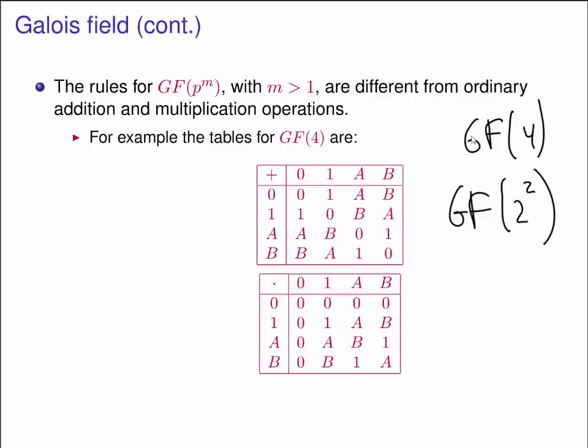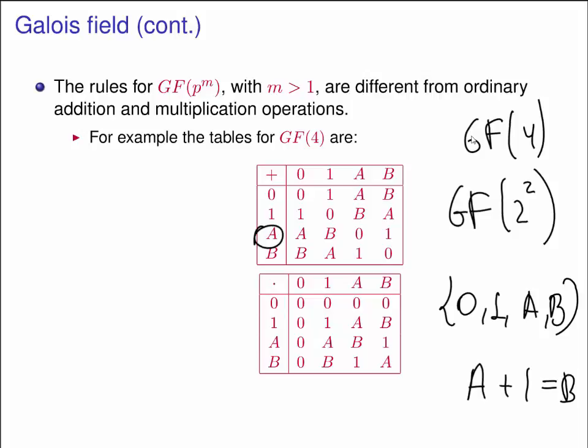So for example, here this field includes 4 elements, 0, 1, a, and b, and those operations are, for example, according to this table. So a plus 0 will get a, and so forth. So we see also in this field that any element, if we add it to itself, like a plus a, will get 0. So every element is its own additive inverse.